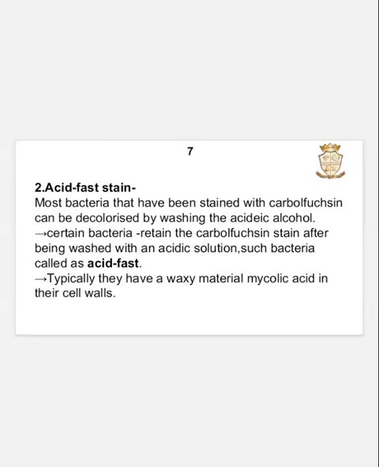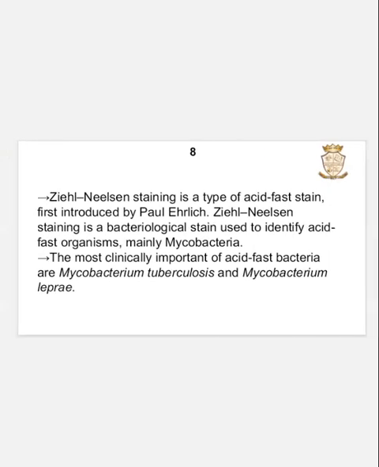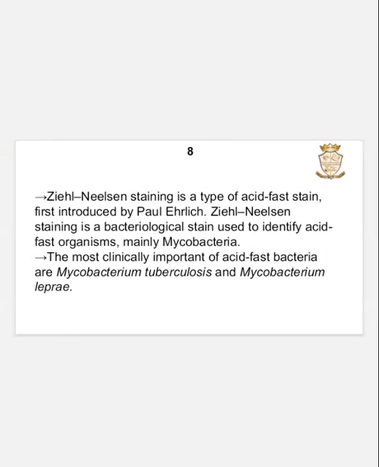Acid-fast stain. Most bacteria that have been stained with carbol fuchsin can be decolorized by washing with acid alcohol. Certain bacteria retain the carbol fuchsin stain after washing with an acidic solution; such bacteria are called acid-fast. Typically, they have a waxy material, mycolic acid, in their cell walls. Ziehl-Neelsen staining is a type of acid-fast stain first introduced by Paul Ehrlich. It is a bacteriological stain used to identify acid-fast organisms, mainly mycobacteria. The most clinically important acid-fast bacteria are Mycobacterium tuberculosis and Mycobacterium leprae.